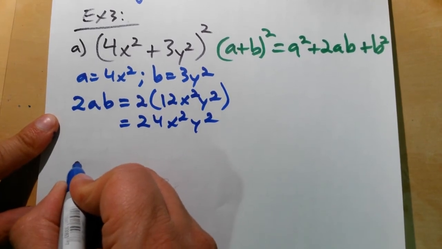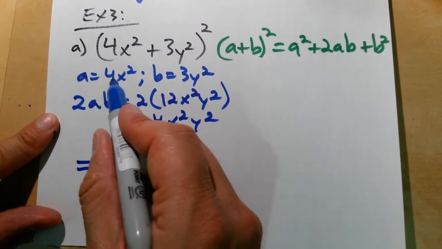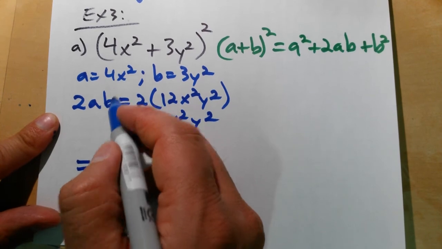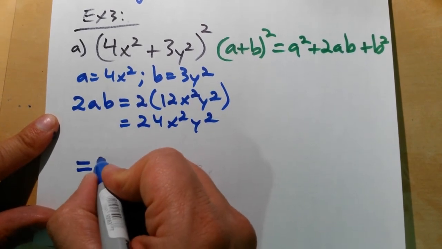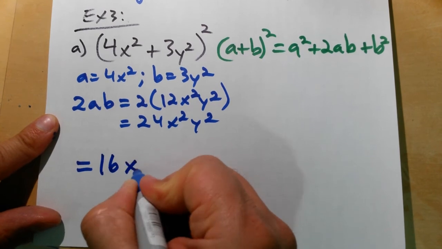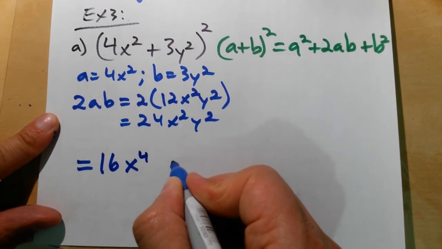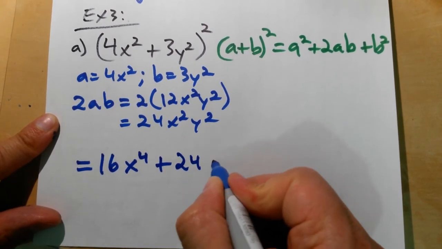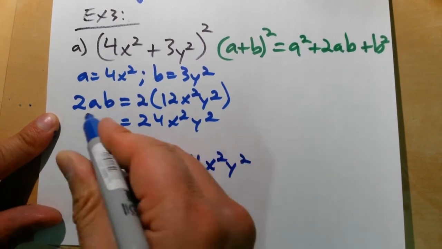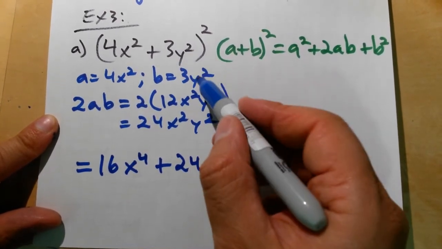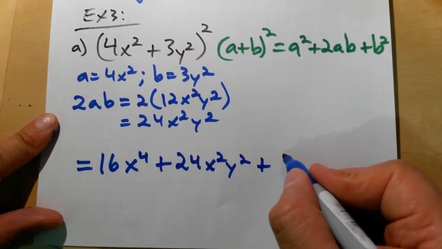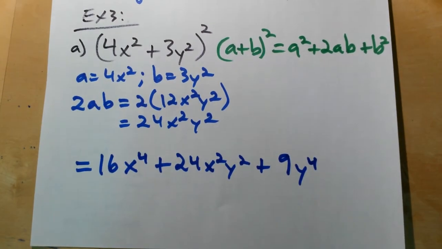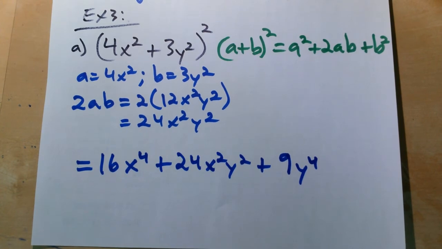So the answer to that is going to be a squared. So a squared is what? 4x squared, everything to the power of 2, is going to give us what? 4 times 4 is 16. x squared times x squared is x to the 4th. Then we have plus 24x squared y squared, because that's our 2ab, plus what is our b squared? So b squared is 3y squared, so when we square that, it's going to give us 9y to the power of 4.